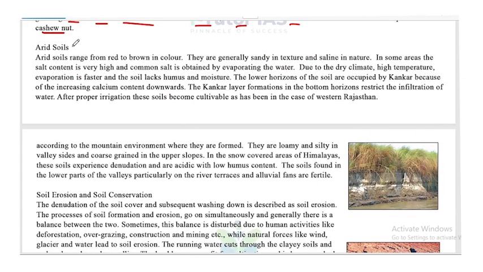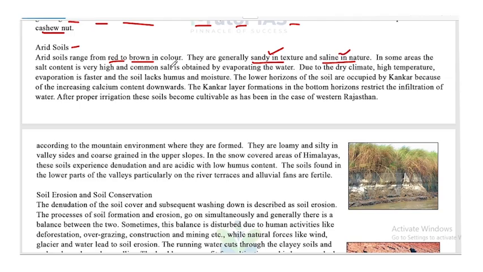Next one is arid soil. The arid soil ranges from red to brown in color. They are generally sandy in texture and saline in nature. So the texture is sandy and the nature is saline.